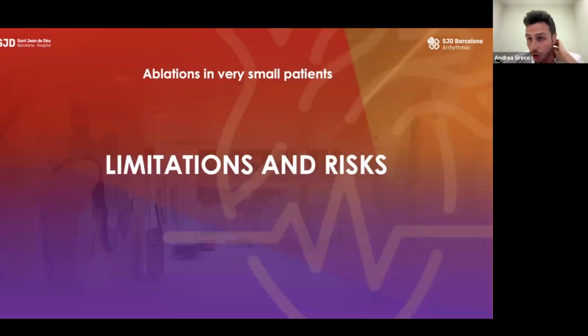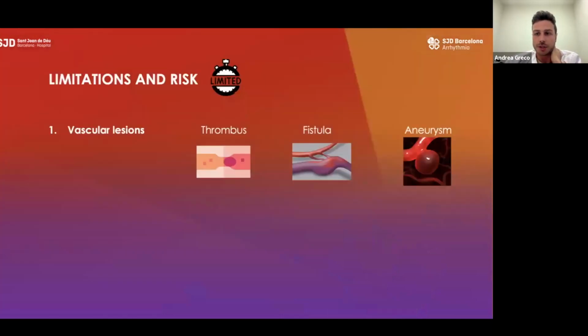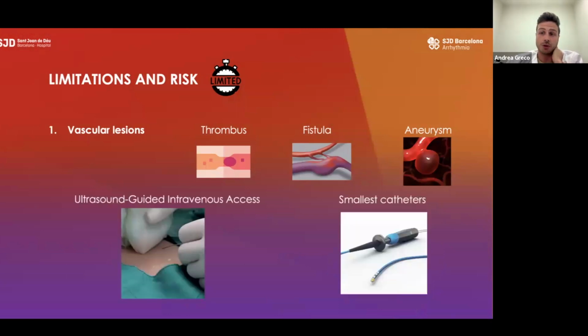So in conclusion, only two things about the limitations and risks of this ablation in this very small patient. First of all, we can talk about the vascular lesions like thrombus, fistulas, and aneurysm. These can certainly be reduced by using ultrasound-guided intravenous access in this type of patient, and trying to use the smallest catheter we can, like 4 or 5 French.